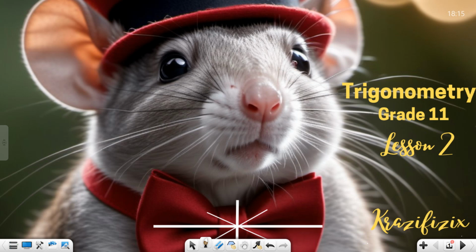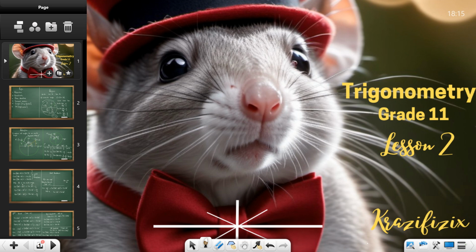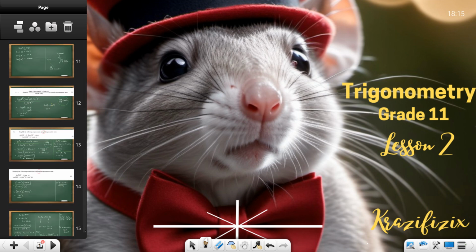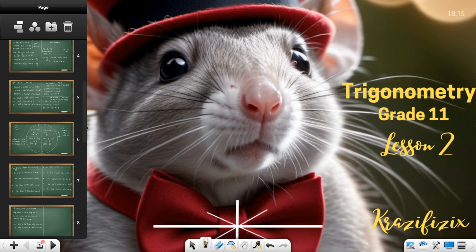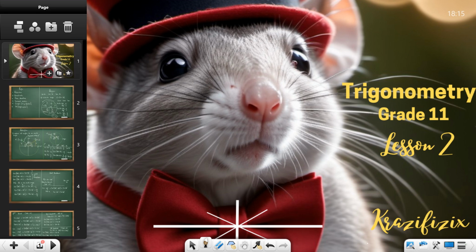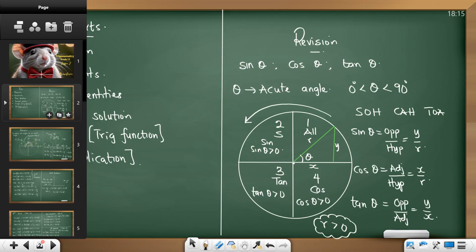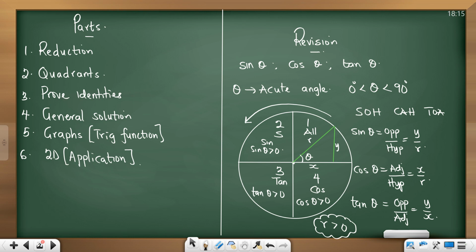Okay, guys, we are looking at our trig number 2 lesson. We are running a bit behind, but we need to catch up with content as quickly as possible. So last week, what did we say? Okay, great. I remember we said 6 sections: reduction, quadrant, proving identity, general solution, graphs.